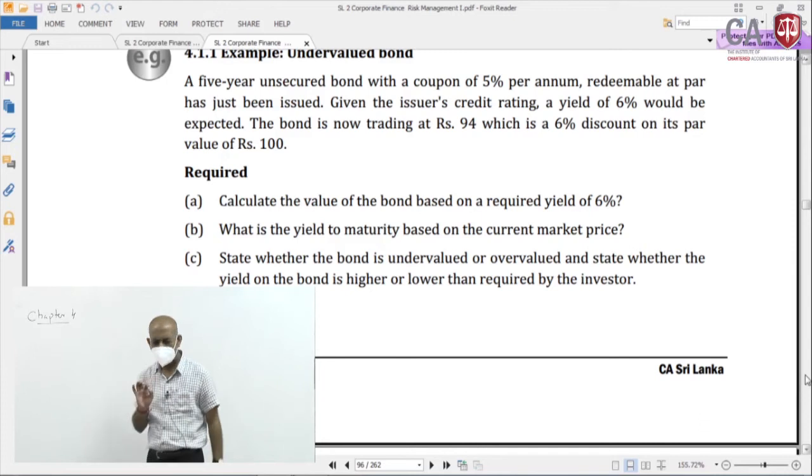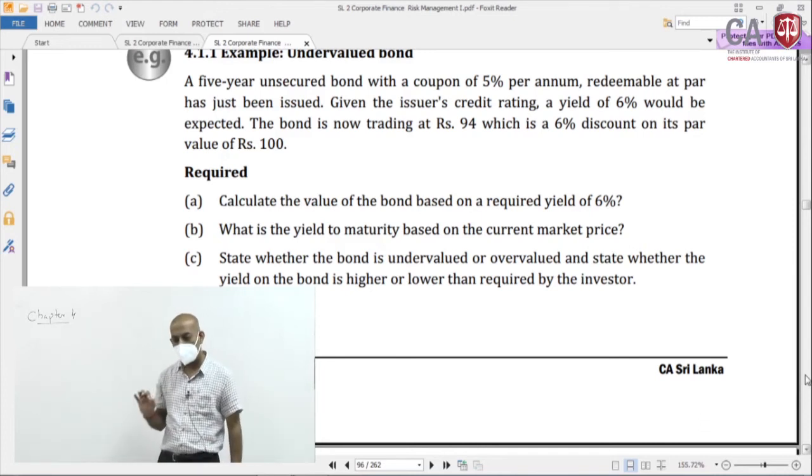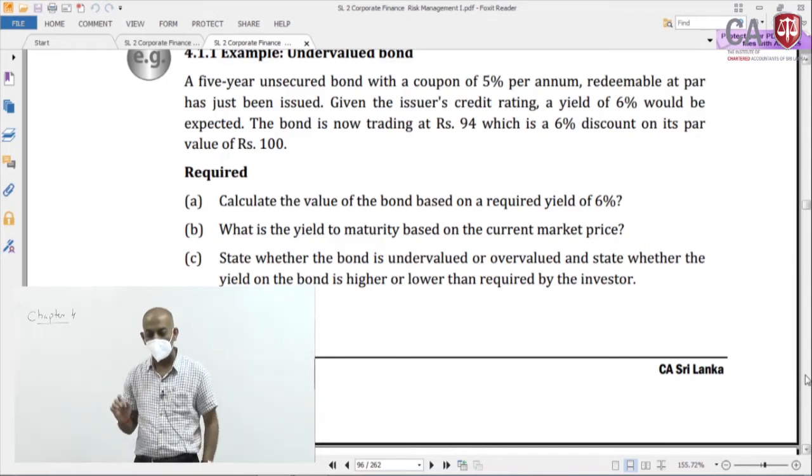So read properly, they are asking you to calculate a bond value. Now we know that there are two values here, one is the nominal value, that's just face value, and the trading value, that's the market price. Actually the market price of the bond is 94, but they wanted you to calculate the value of the bond based on the required yield of 6%. So in the market they say the yield is at 6%, so at 6% what is the value of the bond?